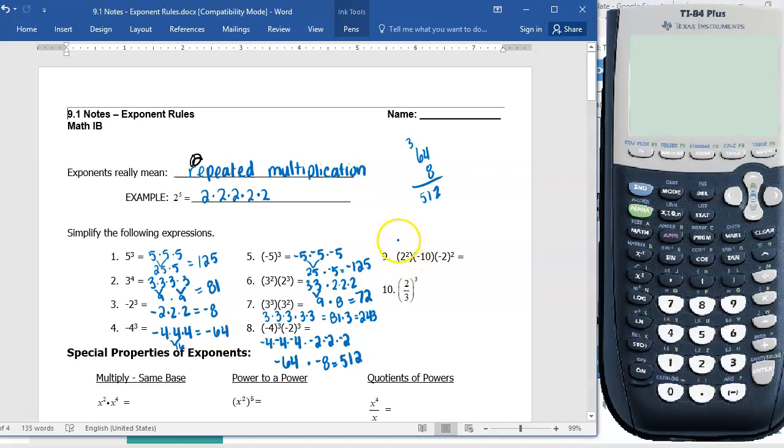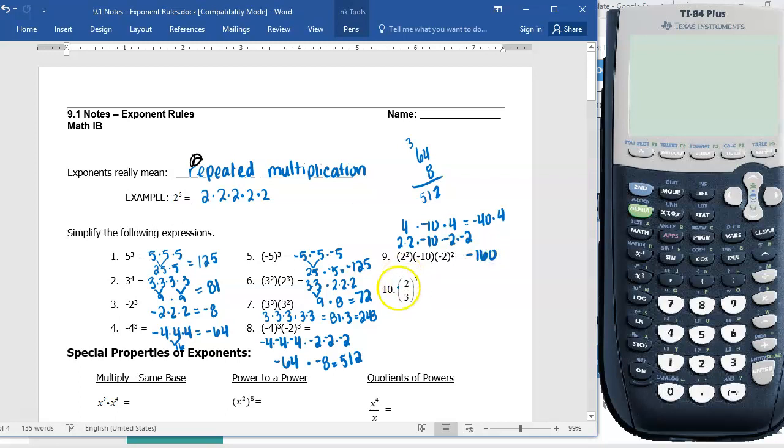For number 9, we would have 2 times 2 times negative 10 times negative 2 times negative 2. So 2 times 2 is 4 times negative 10, and negative 2 times negative 2 is positive 4. So this is going to be negative 40 times 4, and that will give us negative 160.